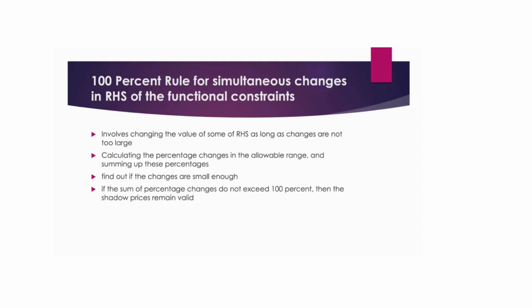The 100% rule for simultaneous changes in the right-hand side of the functional constraints involves changing the value of some right-hand sides as long as the changes are not too large. Because if we do, as you have seen earlier, it is possible that the incremental profit would turn negative.